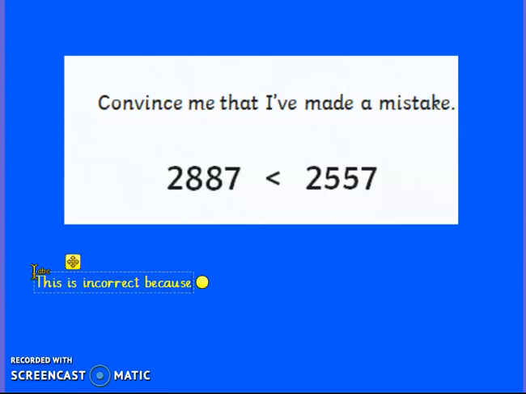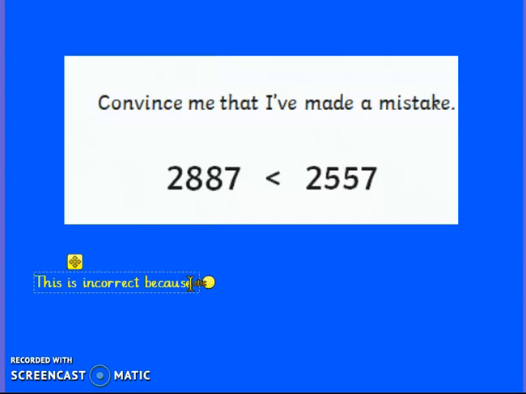Well done. So I've asked you to convince me that I've made a mistake. Let's have a look at these numbers. Both of them start with 2,000. But this number has got 8 hundreds, whereas this number has got 5 hundreds. So this symbol can't be right because 8 hundreds is greater than 5 hundreds.